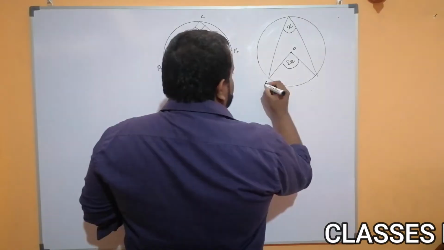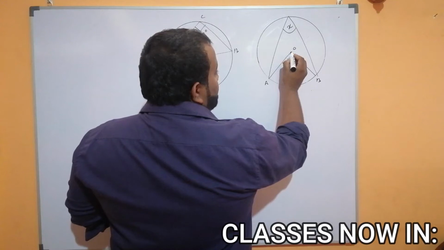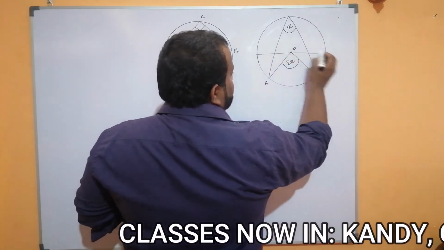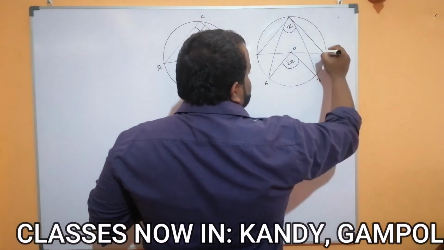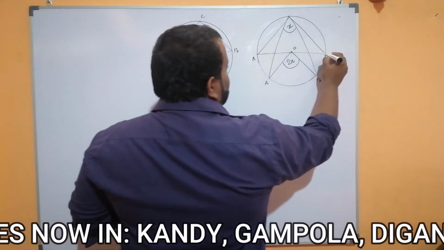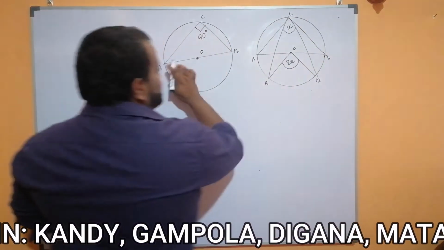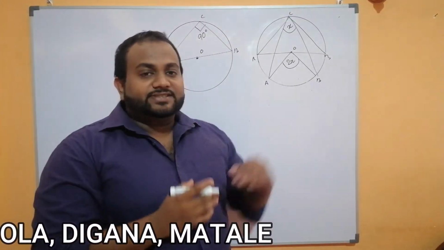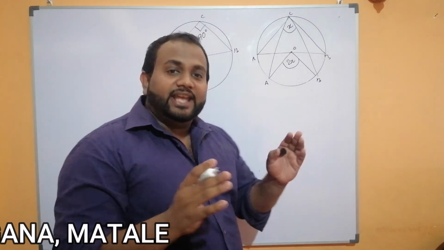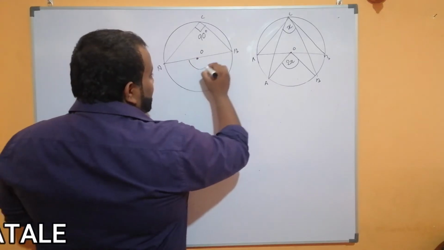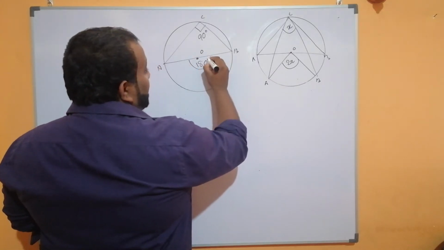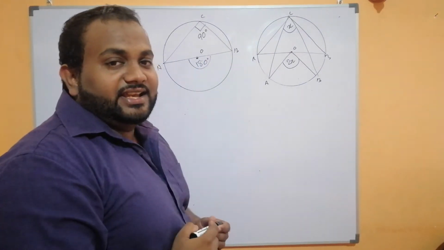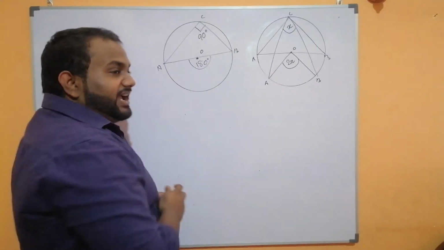What if I made them straight? If I made them straight, it would look something like this, which means we know that angles on a straight line add up to 180. Therefore, this angle becomes 180 and this is 90.